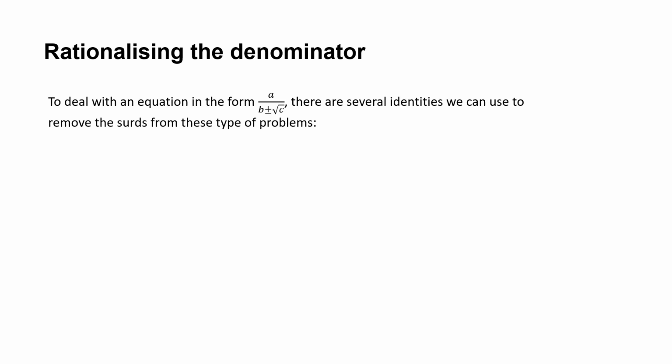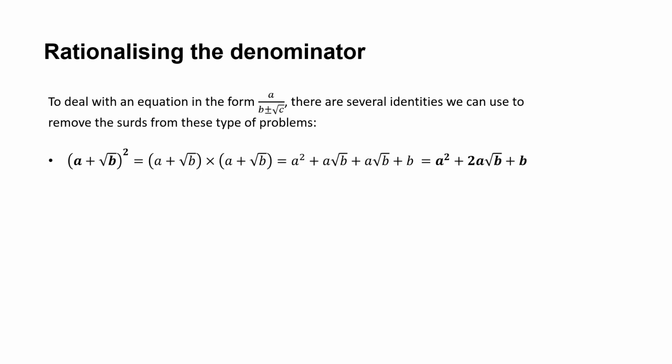So now we're going to look at the second type of problem, and there are several identities we can actually use to do this. The first of which, we have (a plus root b) squared. So this is going to be a plus root b times a plus root b. When we expand this out, we get a squared plus a root b plus a root b plus b. An important thing to note here, this is a squared at the start, but only b at the end.